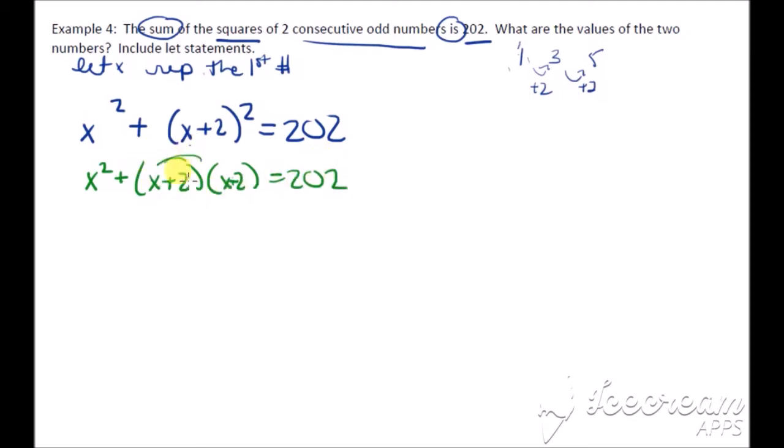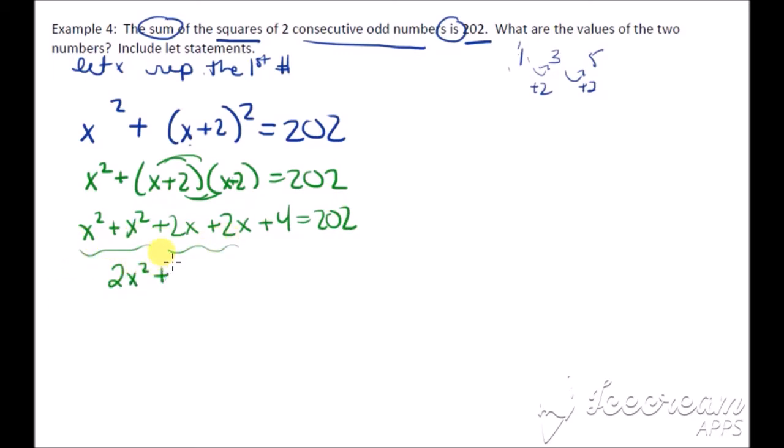Okay, so let's go ahead and FOIL it. And we get x squared plus 2x plus 2x plus 4 equals 202. Now let's collect like terms. So we have 2x squared, and we have 4x, and we bring over this 202 and we get negative 202. So we get minus 196. Okay, let's go ahead and factor this, because we have to solve for x.